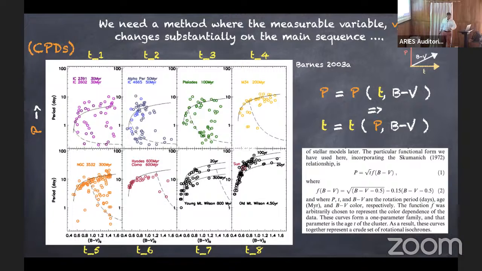And in fact, you can write down that relationship very, very simply by writing this down. Remember, P equals P of T, B minus V. That's the same thing. The period is a function of the age and the color, period. Stop. No other variables. How lucky are we? So you just invert that, okay? T equals T of P and B minus V. So in fact, Skumanich told us this was approximately square root of T. And then this function f of B minus V, which arises for reasons we don't know. You can simply invert this, right? You can fit that function using all these open clusters, and you can get the age of a cluster that way.